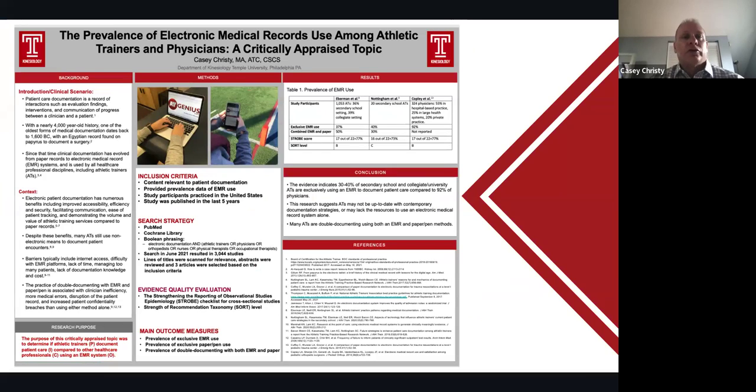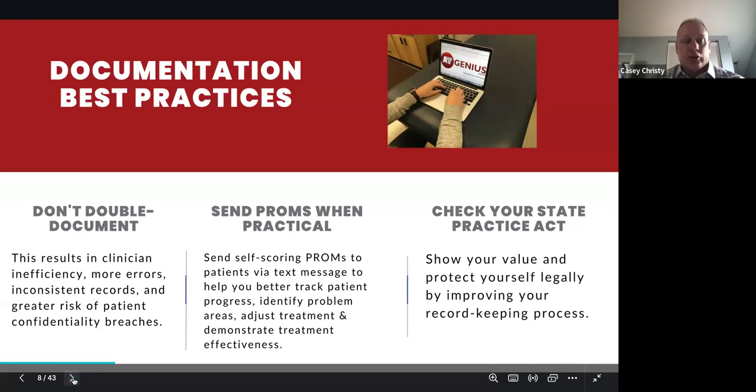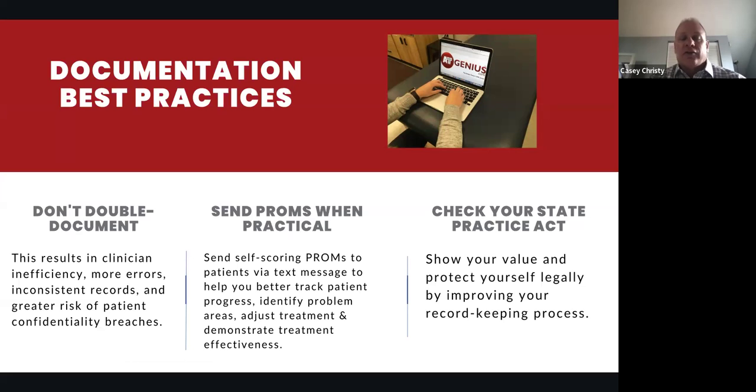I did some doctoral research on EMR systems when I was working on my degree at Temple University, and some of the things we found out was that a lot of athletic trainers are still using paper documentation, and some athletic trainers are even double documenting, meaning they're using paper and EMR, and we do not recommend that you double document. There's a lot of research that says that that actually is resulting in more errors, more inefficiency for the clinician, inconsistent records, and potentially confidentiality breaches with information. So we recommend if you go electronic to go fully electronic, and we think that will make your life a lot easier.